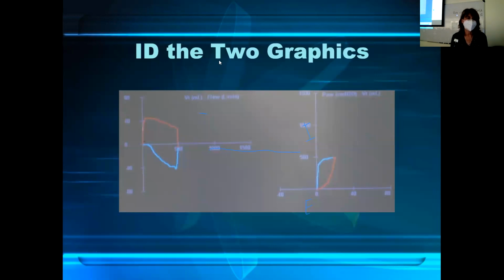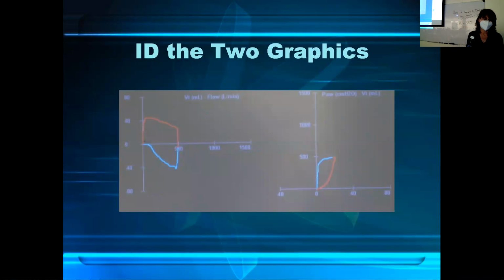I have to clear. Okay, identify the 2 graphics. So you're seeing 2 graphics. What is the one on the left? It's red on the top, it's blue on the bottom. What is that looking at? Yeah, that's the flow volume loop. Flow is being measured on the y-axis. Volume is being measured on the x-axis. So flow volume loop is here.